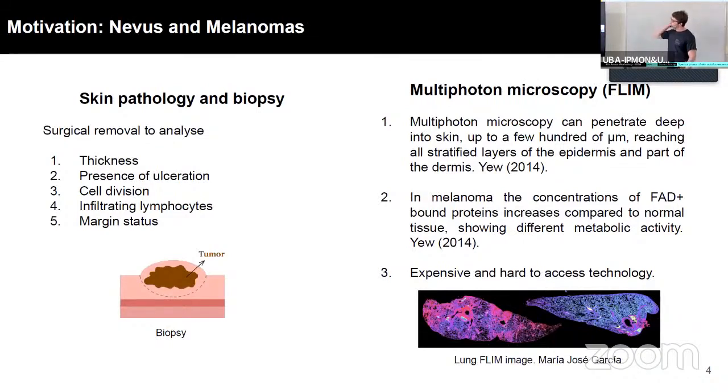So a kind of technique that has been used nowadays is multiphoton microscopy. In multiphoton microscopy, you can penetrate deep into the tissue, a couple of hundred micrometers. You reach all the stratified layers. And in some research, the concentration of FAD bound to protein increases in melanomas. However, this is a little expensive and hard to access technology.